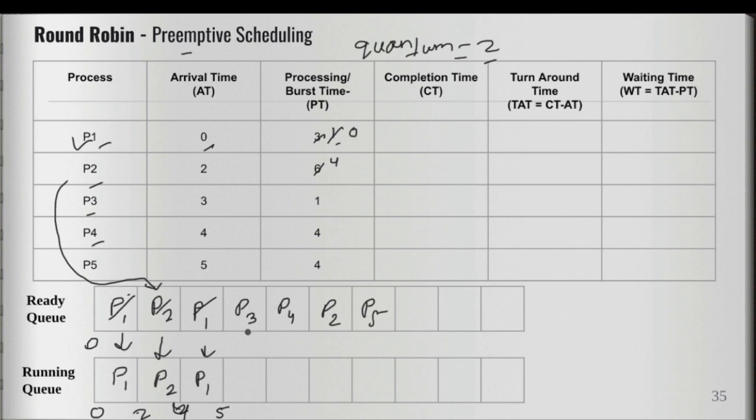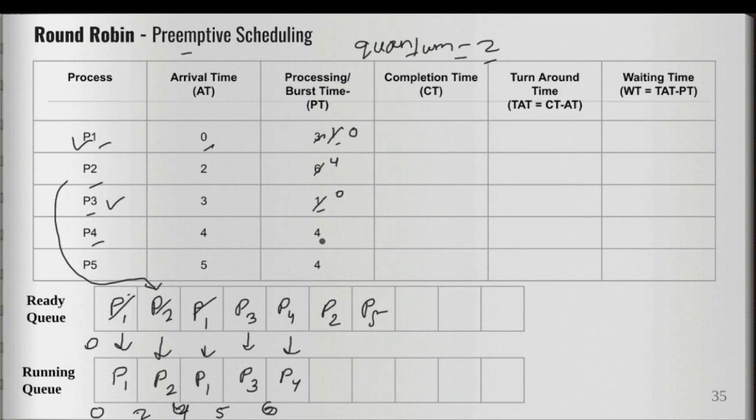So now next P3 comes in. So we'll bring P3 in and run it for 2 units, but we can't run it for 2 units, right? Because its processing time is only 1. So it actually runs for 1 unit, not 2. So 5 and then this becomes 6. All right. So then P3 is also done. Nothing is remaining, which is great. Now we come to P4. So we bring P4 in.